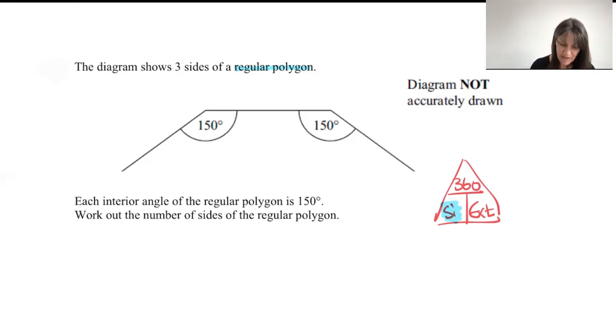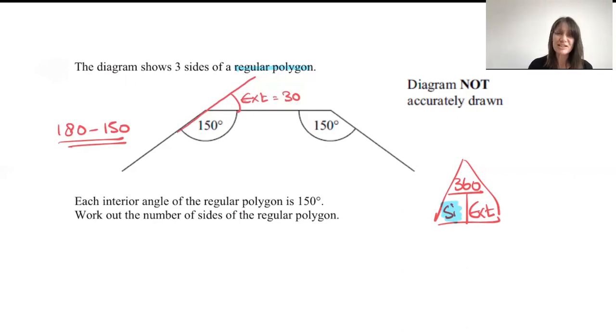The exterior lies next to the interior on a straight line. Straight lines are 180, which makes my exterior angle 30. So 180 take away 150. Write it down. Don't just write answers. We want to make sure we maximize every opportunity to get marks. So using the formula, I'm going to do 360 divided by 30. It gives me 12. So the answer is 12 sides.